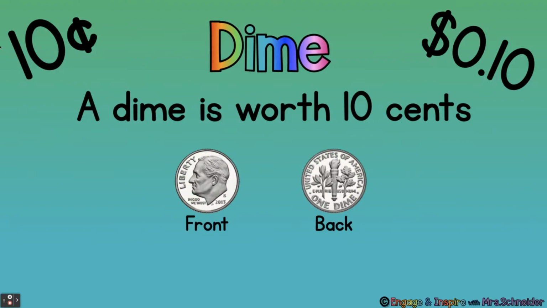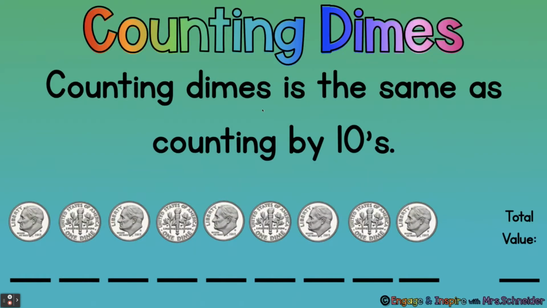A dime is worth 10 cents. This is one way that you can write 10 cents with the cent symbol, and this is another way to write 10 cents with the dollar sign. See, here it says $0, and then we put a decimal point to separate our dollars from our cents. So $0, decimal point, 10 cents. Counting dimes is the same as counting by tens.